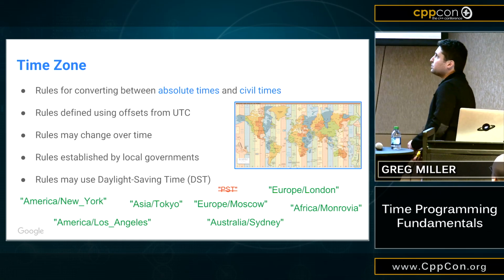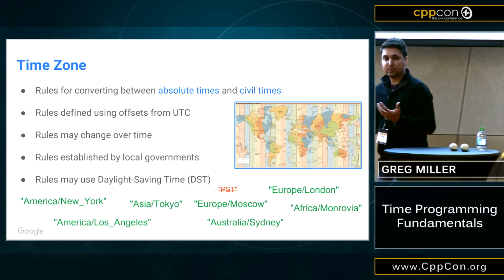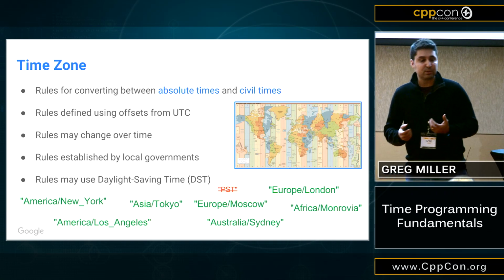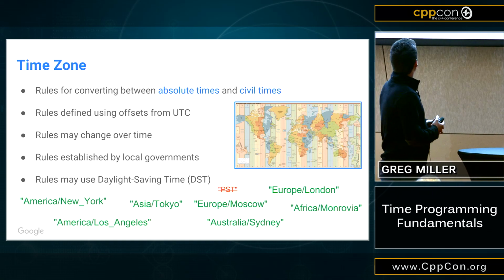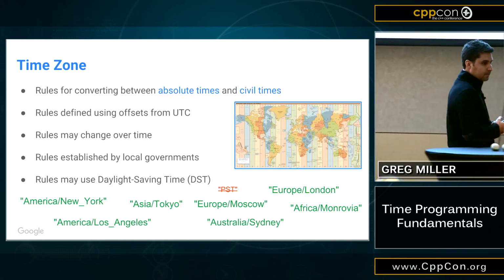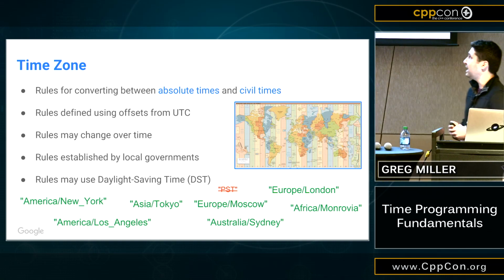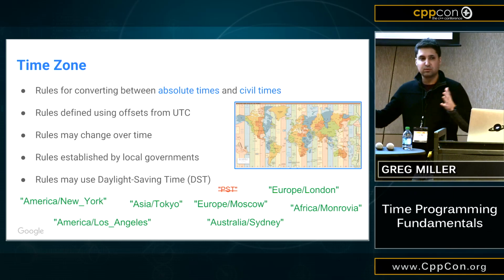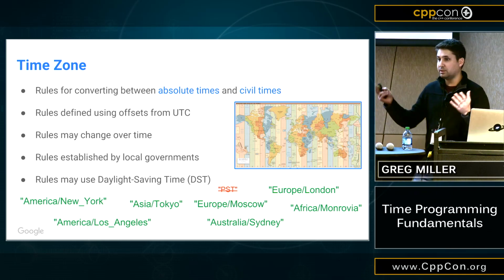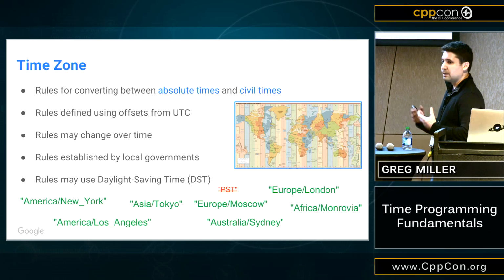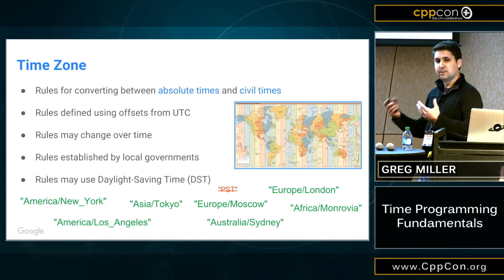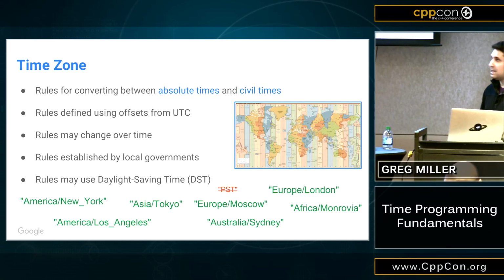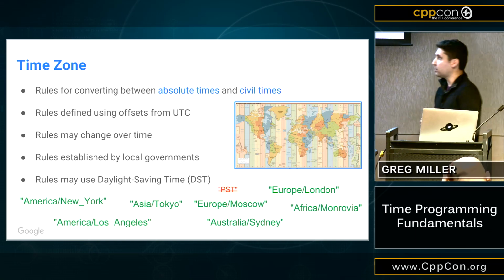And then this brings us to time zones. Time zones are how we relate absolute times and civil times. Time zones give us the rules for converting between absolute and civil times. These rules are defined as offsets from UTC. These rules can change over time. So the notion of a time zone includes a whole history of potentially different time zone rules for different periods of time. These time zone rules are established by local governments, so sometimes they can be quite complicated. And many time zones use daylight savings time rules, so they change their offset throughout the year.